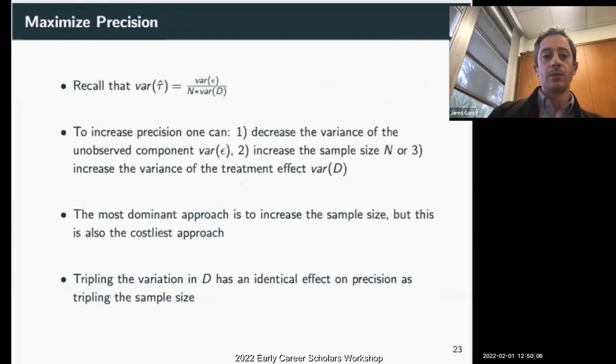So again, we're going to be thinking about the variance of this treatment effect given by this equation here, which is the variance of the unobserved component over the sample size times the variance of the treatment. For this equation, we can see that there's potentially a number of ways to reduce the variance of this treatment effect. One is clearly to increase the number of observations. Another is to decrease the variance in the unobserved component. But finally, what we can do is actually increase the variance of the treatment. And how do we do that?